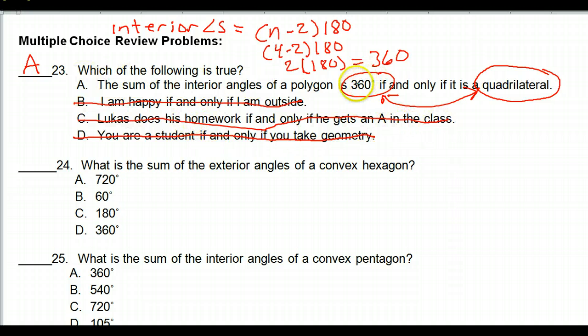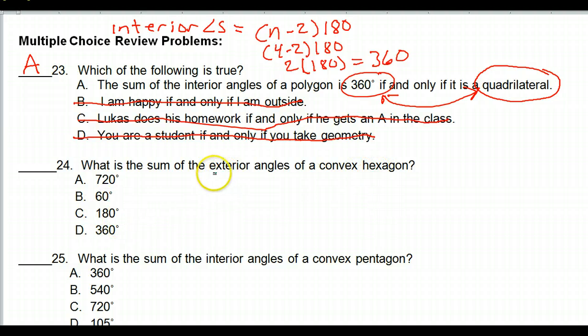The first statement is really the only one. Frankly, even if you didn't remember about the whole quadrilateral being 360, the rest of these are just silly. So you could throw them out just for being silly and still get the right answer. Anyway, the sum of the exterior angles of a convex hexagon.